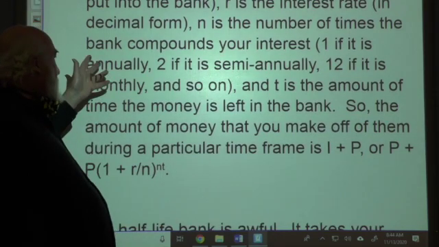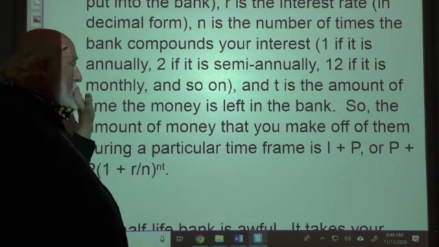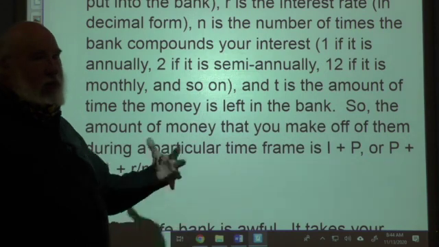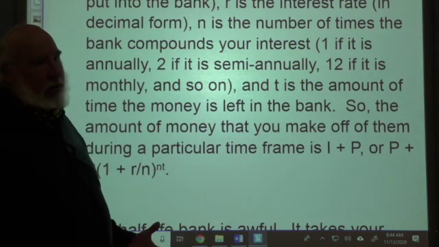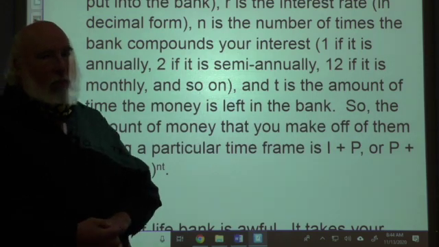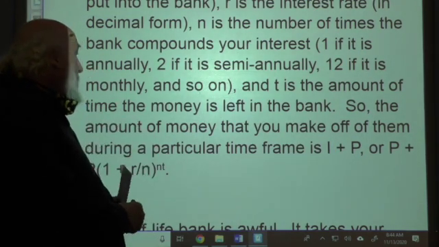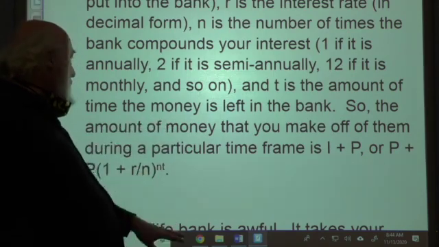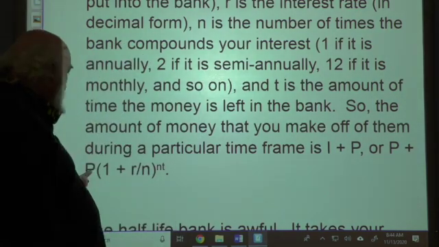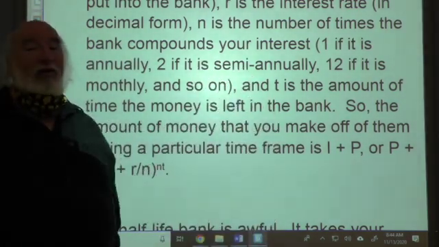So n is going to be 1 if it's compounded annually, 2 if it's semiannually, 12 is monthly, and so on like that. The highest one is infinity, which gets into calculus. You go to limits, and if you can get a bank that's doing that, you're getting the biggest bang for your buck. So any amount of money you make over a time frame is the interest plus your principal added together, or this monster formula right here. That's making money. That's a good thing.